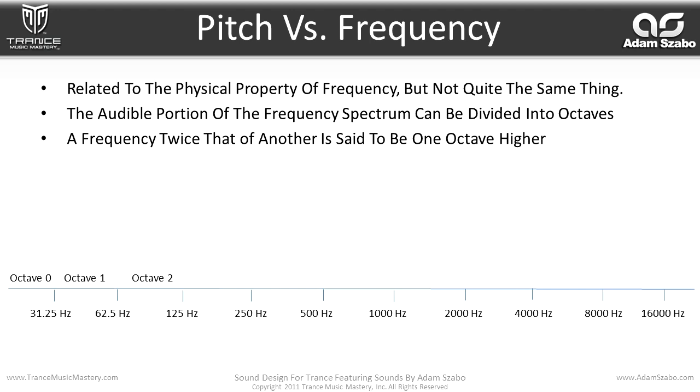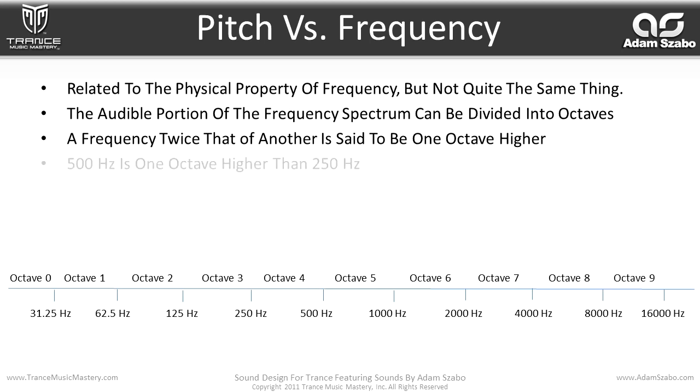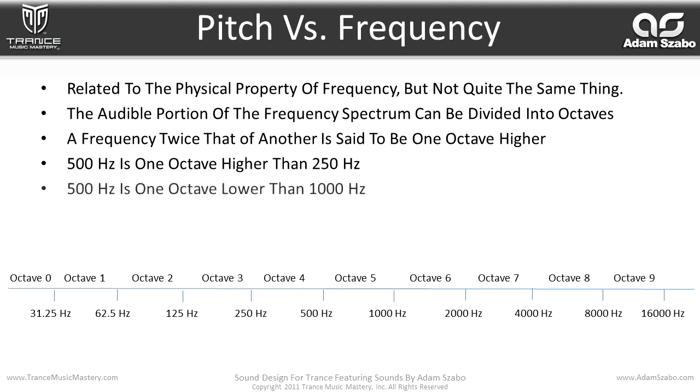If we go from 125 and we double that to 250, that spans octave 3, and then octave 4, and so on, all the way up the frequency spectrum. So if we look at 500 hertz, for example, 500 hertz is one octave higher than 250 hertz. And 500 hertz is one octave lower than 1000 hertz.